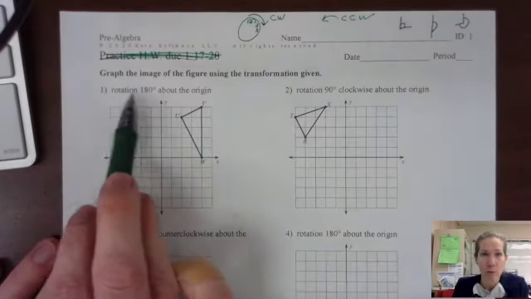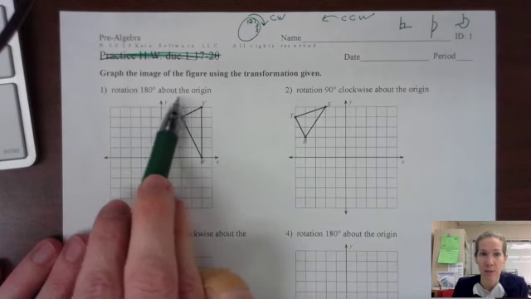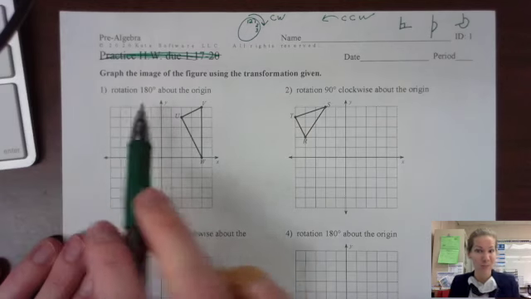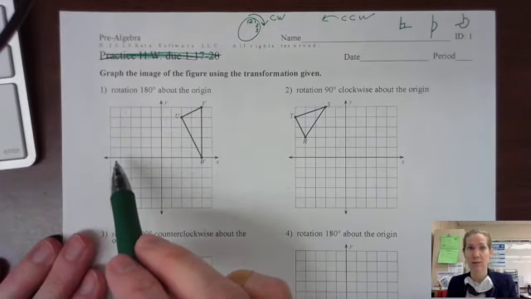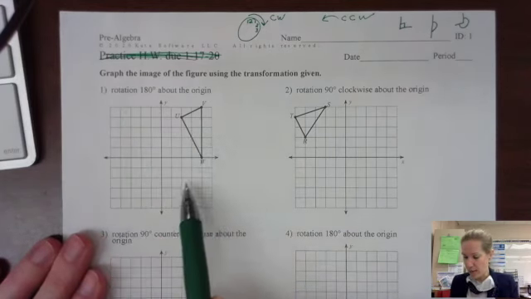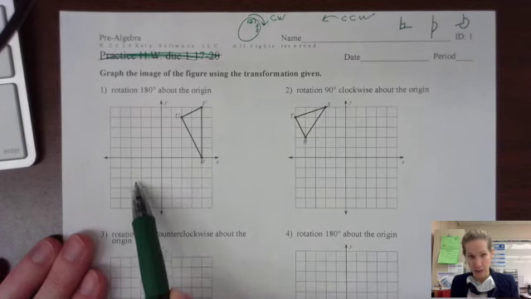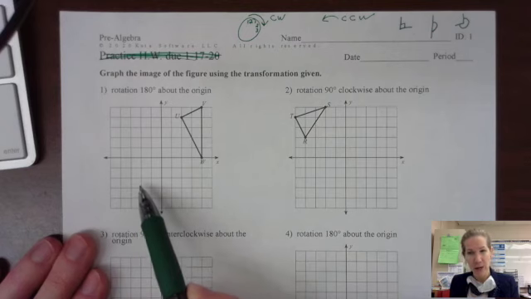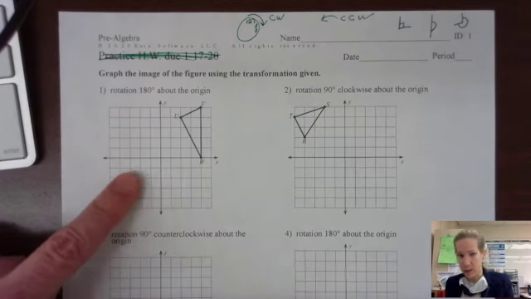So here we have a rotation of 180 degrees about the origin. Notice how it doesn't tell you clockwise or counterclockwise. Well, that's because no matter which way you rotate it, it's going to be the same. If it's 180 degrees clockwise, you'll get into this quadrant. If it's 180 degrees counterclockwise, it's into this quadrant. So no matter what, you're always going to go into this quadrant.